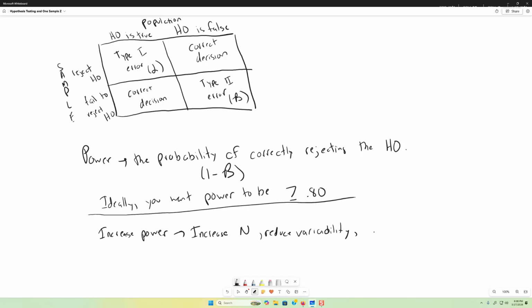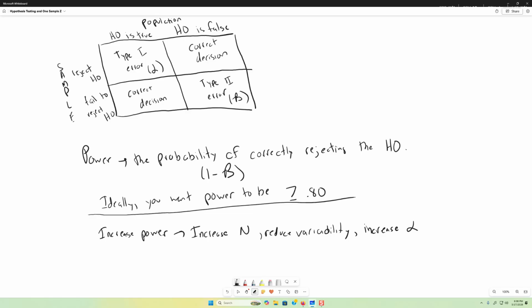You can also increase alpha, although, as I said, if you increase alpha, you're also increasing type 2 error. So you'll increase power by increasing alpha, but you'll also increase type 2 error. And that's probably not a good trade-off. So we really don't want to play with alpha too much. We want to leave it at 0.05 as much as possible. Plus, you can't publish anything that's over 0.05.